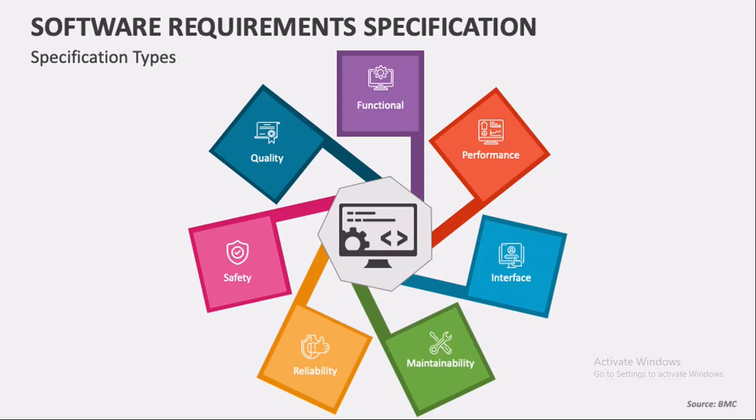So first is functional. Functional is nothing but what the system does. Then performance is speed and scalability. Then we have interface, so interaction with the other system. Then maintainability and reliability, so how easy it is to fix and how often it fails. And safety and security, so protecting the data and users. So these are the specification types of your SRS.